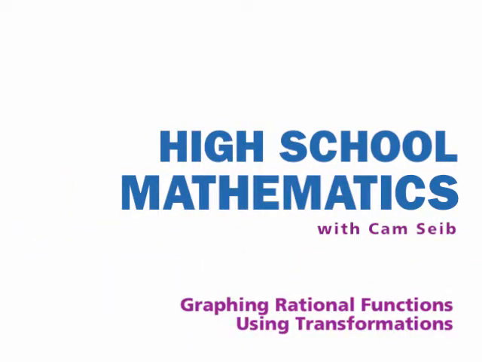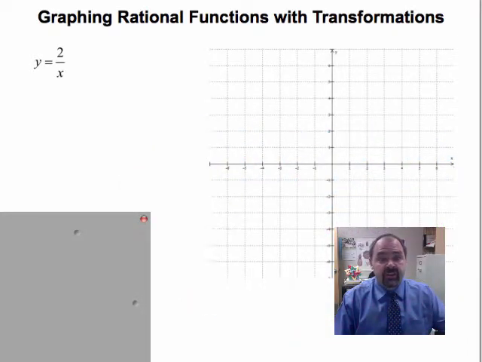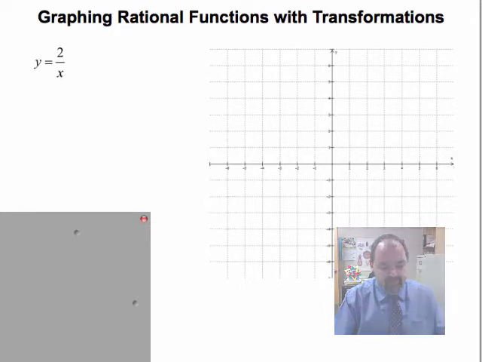We're going to look now at how you can use your knowledge of transformations to graph some kinds of rational functions. We know that rational functions can be nasty graphs to produce by hand because they involve features that are unpleasant, like horizontal and vertical asymptotes, gaps in the graph, a lot of nasty little things. So transformations can help us graph some kinds of rational functions.